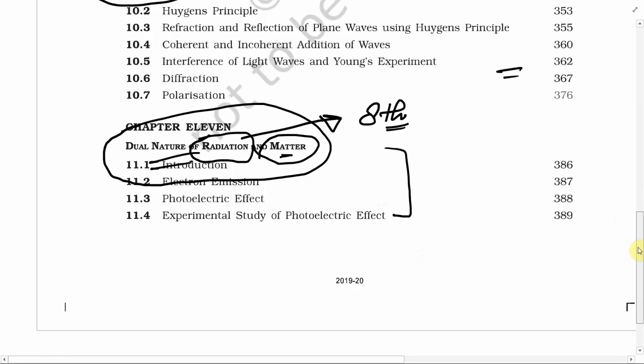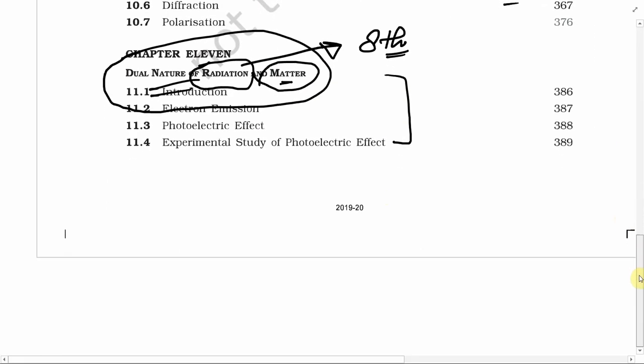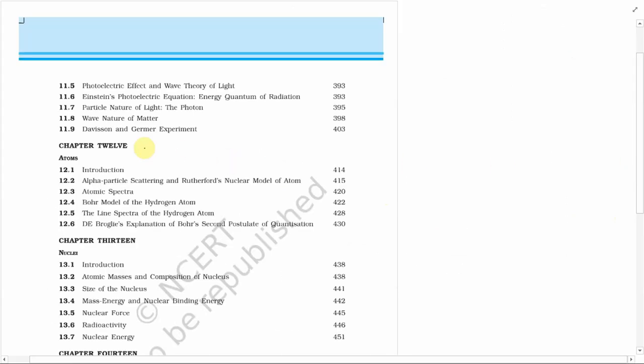So what next? Does the story continue or is there something else we have to see? Let us see the next page of the contents. Here we have the next chapter named atoms. So how is atom related with all these things? Atom is related in a way that while studying the dual nature of radiation and matter, certain observations were done, and those observations helped us in knowing the nature of matter.